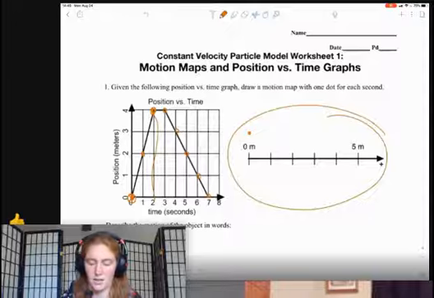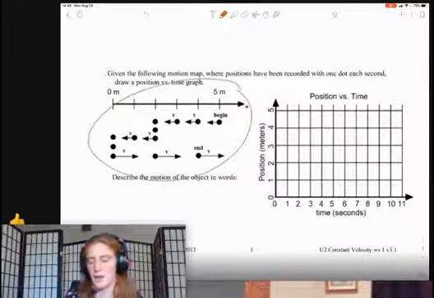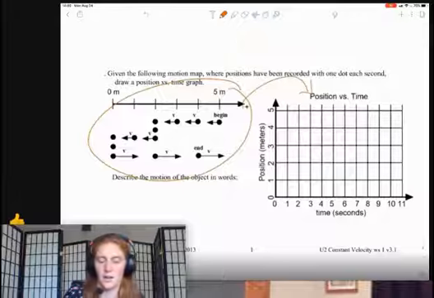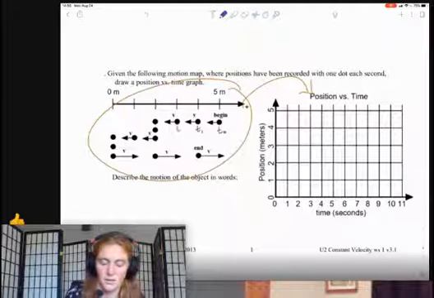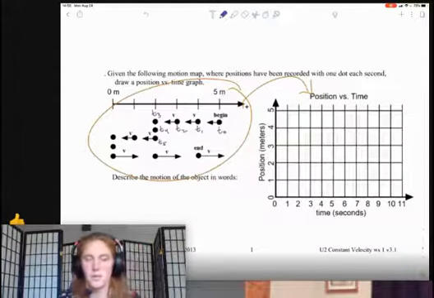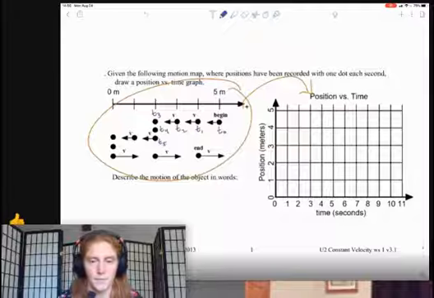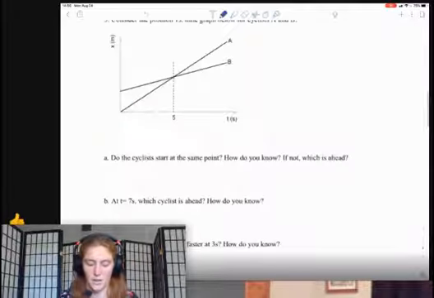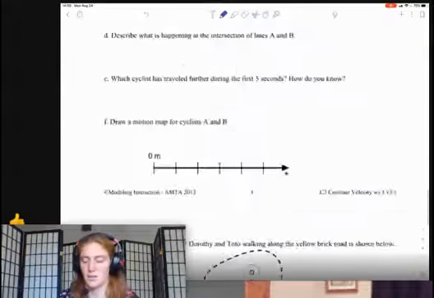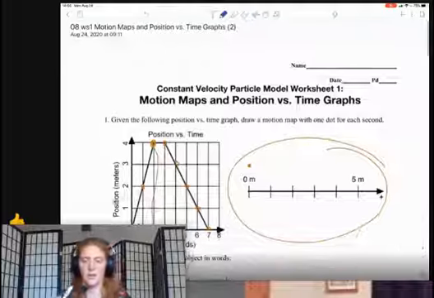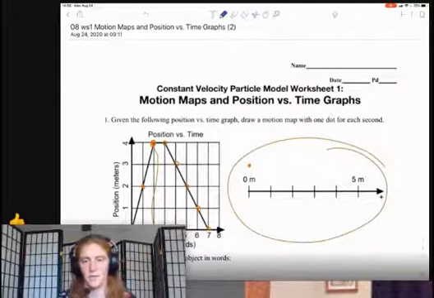All right. And then the next one, you're taking a motion map and you're going to create a position versus time graph. For this one, I highly recommend going through and labeling these T0, T1, T2, T3, T4, T5, because that way when you go to graph it, you don't mess up. Okay. And then there's a couple other questions on here that I want you guys to think about. And then that's it. So for distance learning, you've got the one that we worked on today, finishing the last 4 problems on that, and then doing this worksheet.